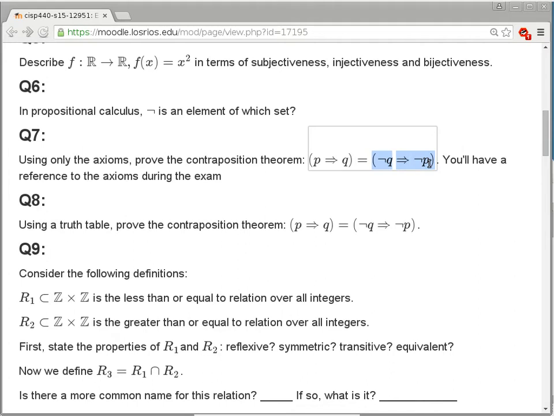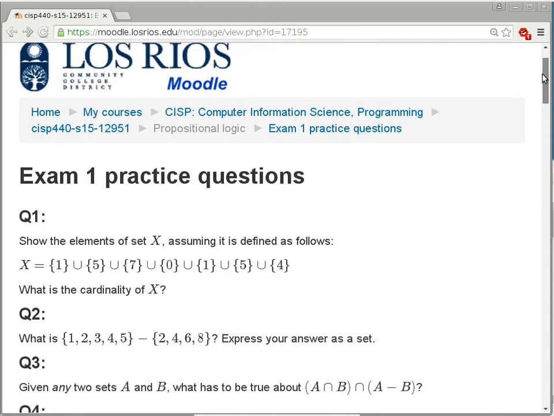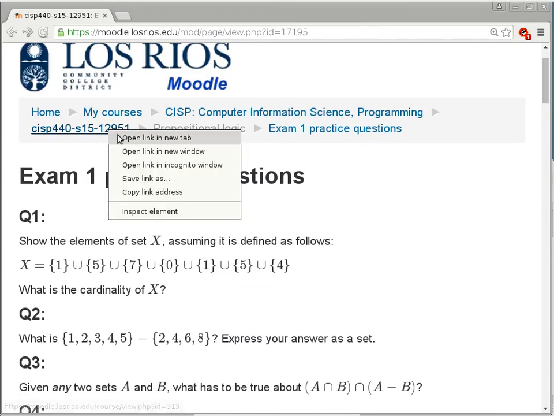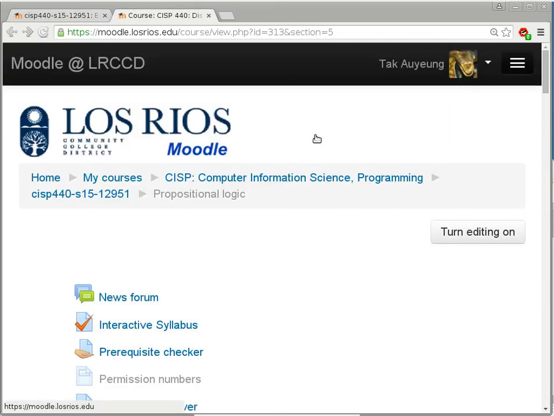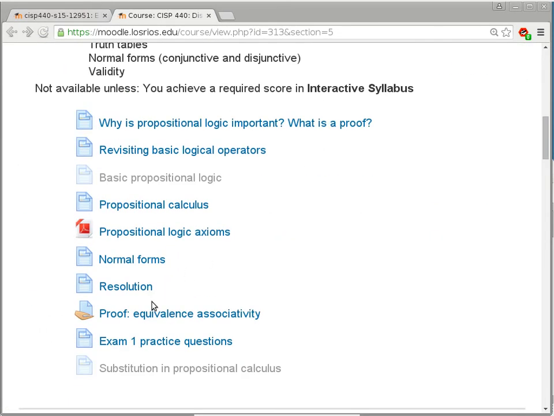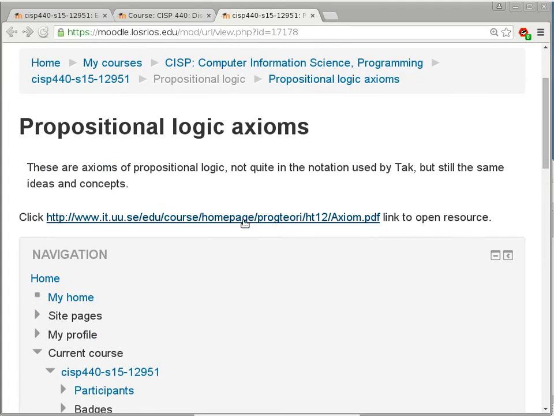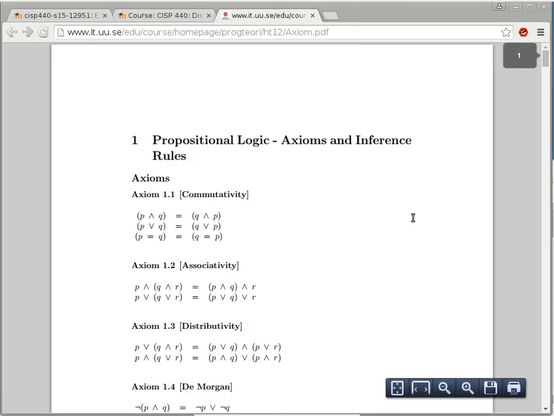Okay. So we'll go take a look at the axioms first, because we want to make sure that we do not use anything other than the axioms that are already on the list. So the list of axioms is here, so you can just go ahead and click it if you want to. And in the test, I will give you a reference, so you don't have to print it and bring it with you, just in case some people forget to do it.